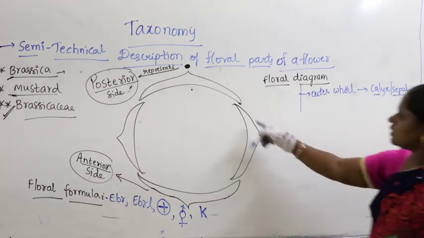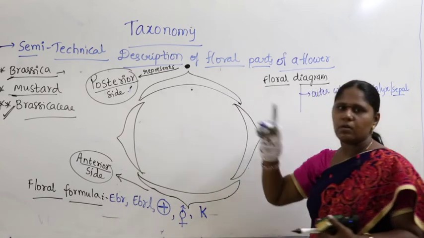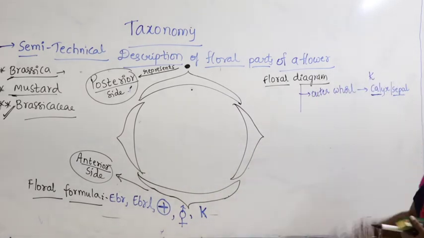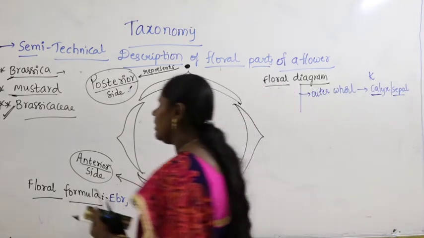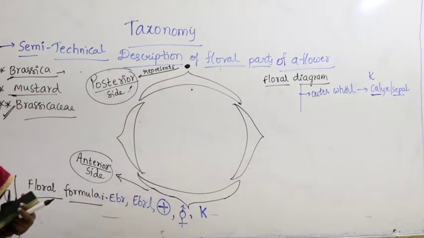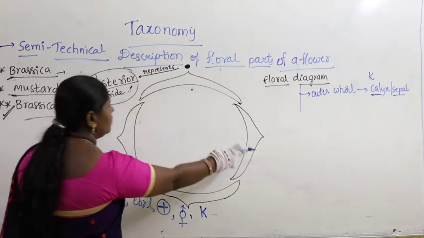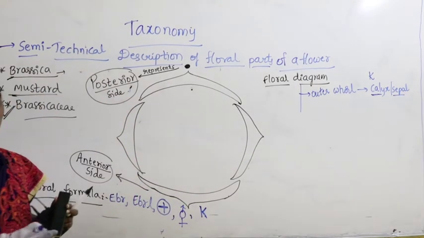Now this is the outer whorl. What is that outer whorl? Calyx. Calyx is represented with the symbol K. Now I have written K. Now how many sepals are there? How many calyx are there? Look at the floral diagram. 1, 2, 3, completely outer side.